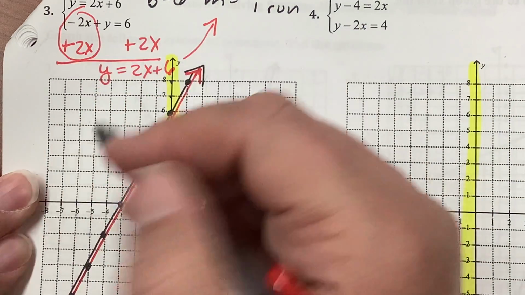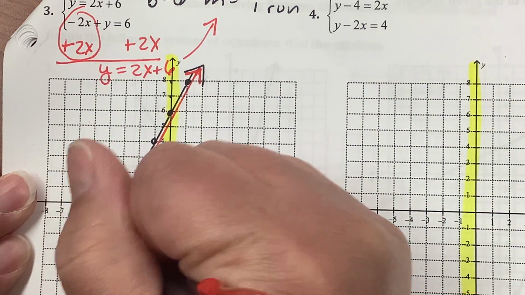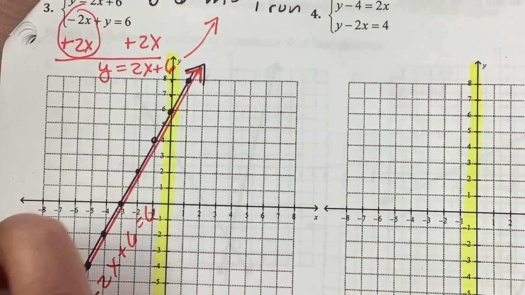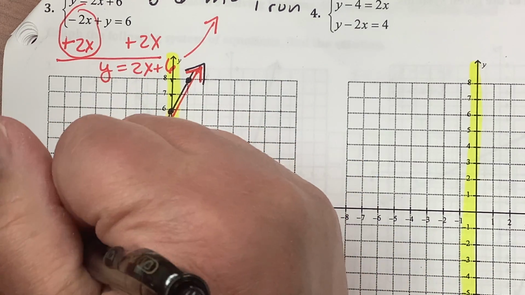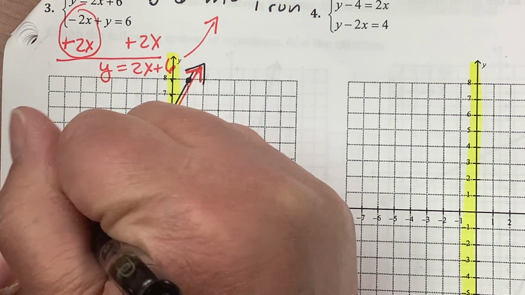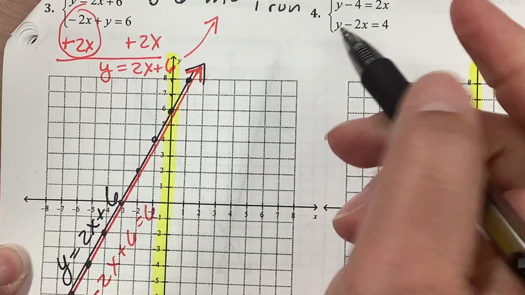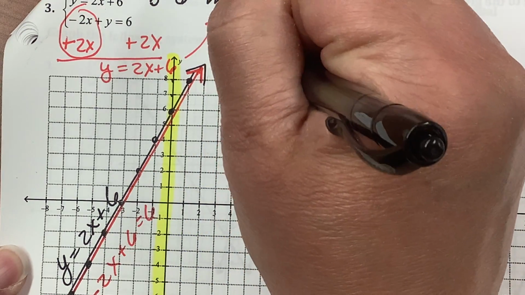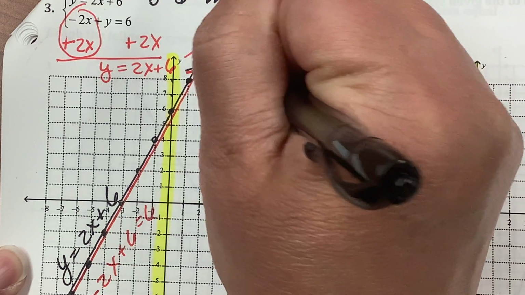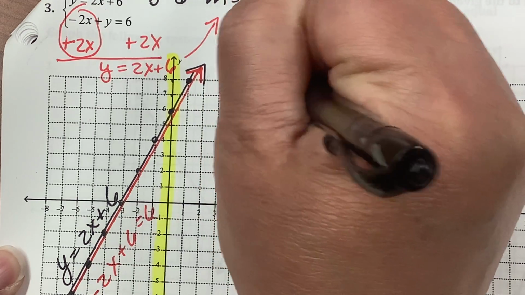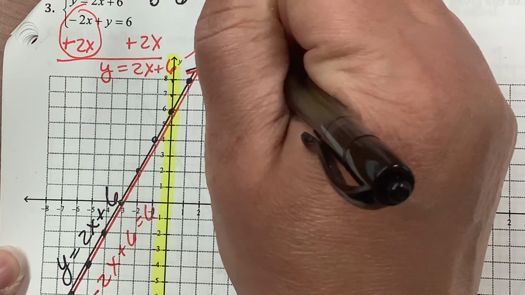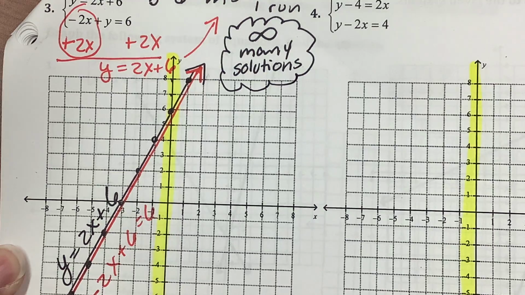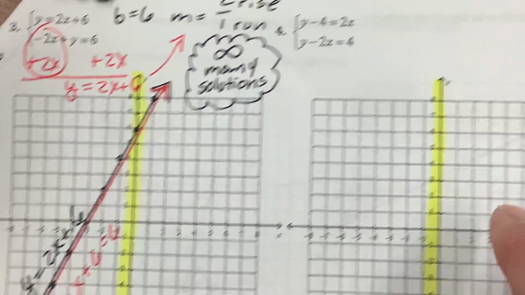And now original equations, -2x plus y equals 6. And that other original equation is y equals 2x plus 6. And this has infinitely many solutions. And I am going to put a big cloud of happiness around that because that's my favorite answer. Infinitely many solutions. Yay.